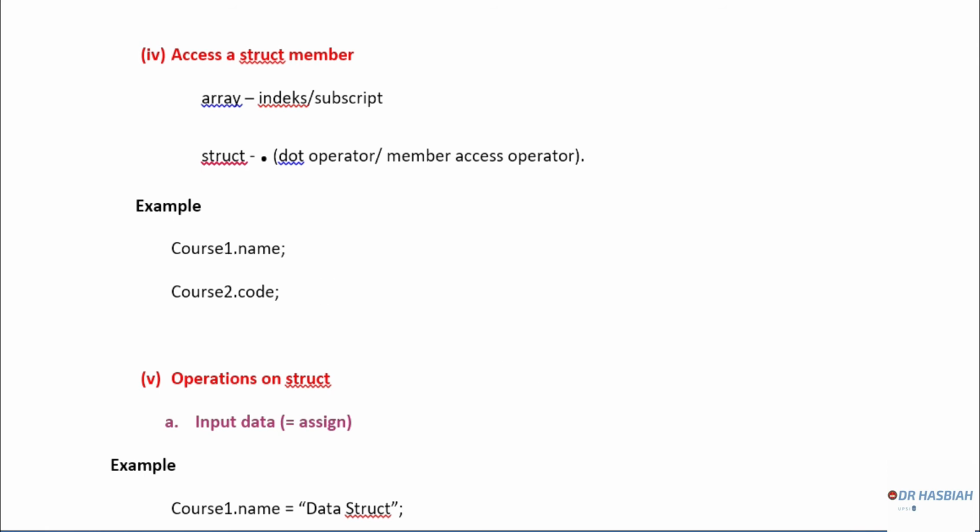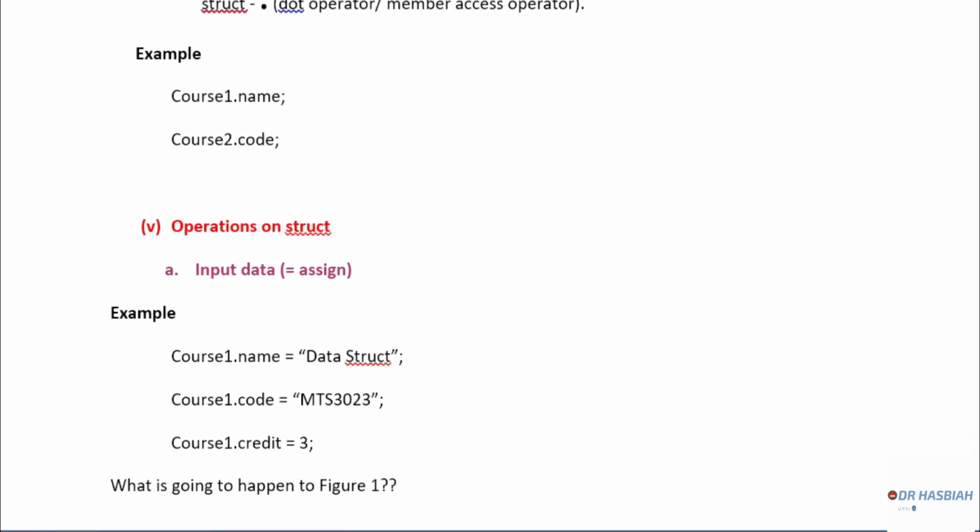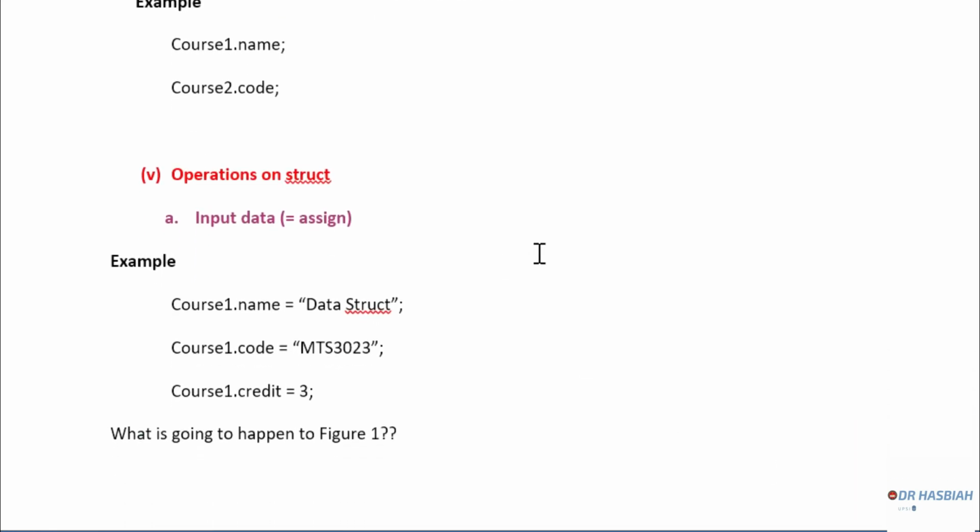Now we move to the operation on struct. Let's say you want to input the data. Just now we input through initialization. Now we want to input the data into the struct. Let's say you want to change the name, the first struct member for cost1. Let's say now you want to change structured programming to data struct.